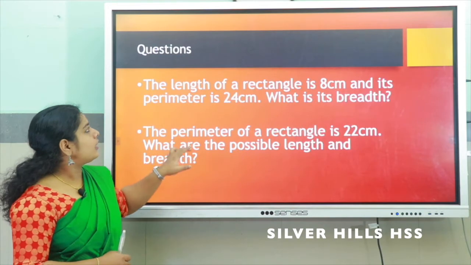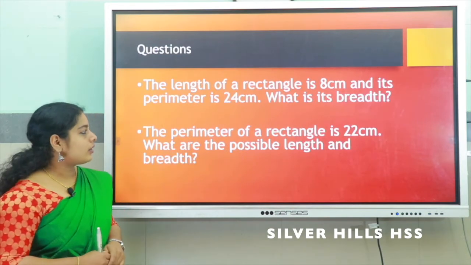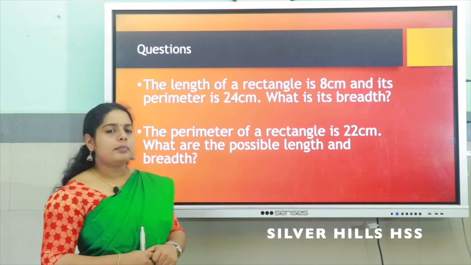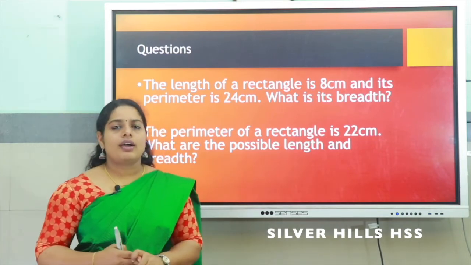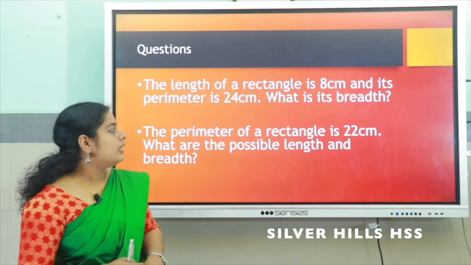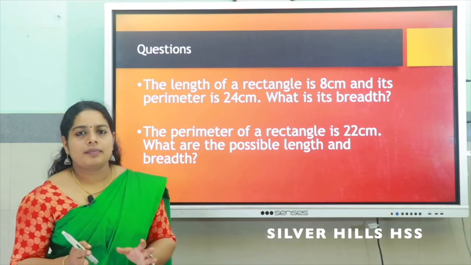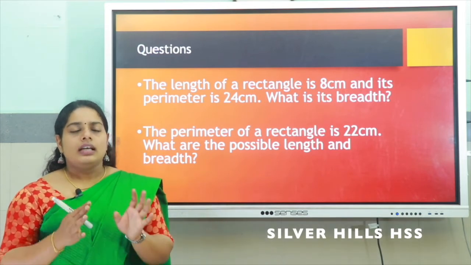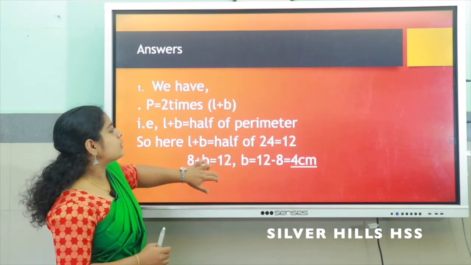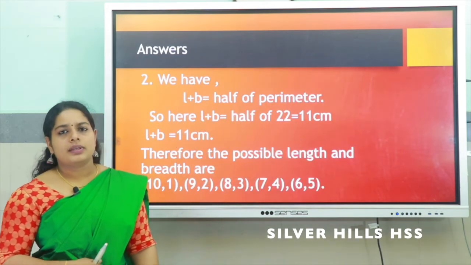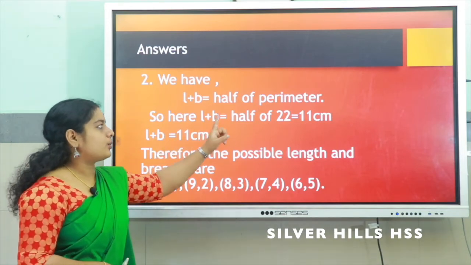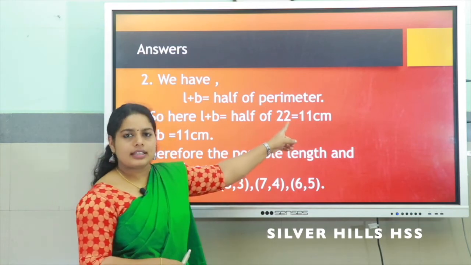Now the second question is, the perimeter of a rectangle is 22 centimeter. What are the possible length and breadth? So the perimeter is given, you have to write all the possible length and breadth of that rectangle. So here also we will apply the same thing that we have studied previously. L plus B is equal to half of perimeter. So here L plus B is equal to half of 22, the given perimeter.